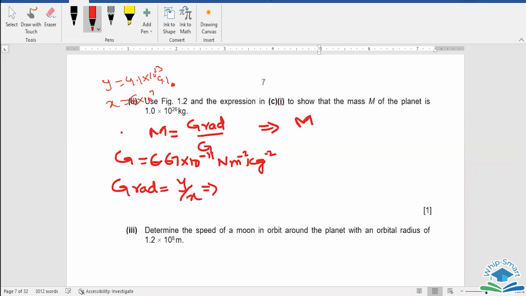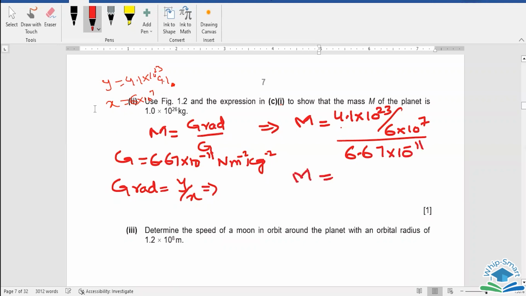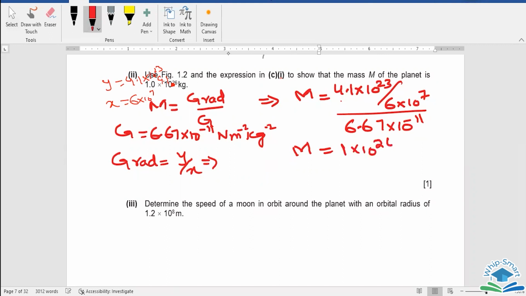So mass will be equal to the value of y, 4.1 into 10 power 23, upon the value of x, 6 into 10 power 7. And we divide this whole value by the value of capital G, which is 6.67 into 10 power minus 11. By solving all of these values, we get 1 into 10 power 26 kg.